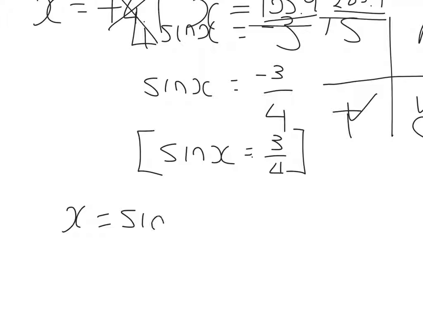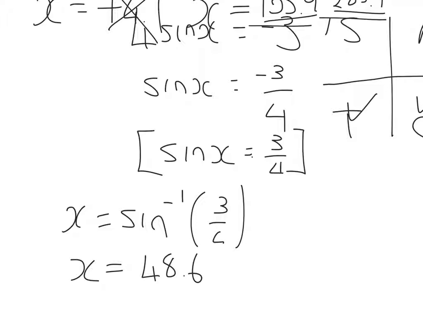x equals sine inverse 3 over 4, and that will give me 48.6 degrees. But we're not in the all quadrant, we're in the tan quadrant and the cosine quadrant. So the tan quadrant is 180 plus the answer, so that's 228.6. And then the cosine quadrant, that's 360 take away the answer, and that would be 311.4 degrees.